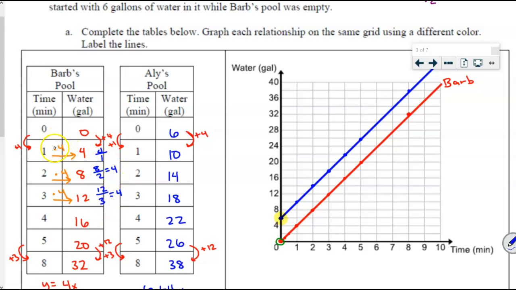Why am I seeing the same thing here? Because that's our constant of proportionality. Let's check it out over here. 10 gallons of water and 1 minute has passed, so that's 10 over 1, which is 10.